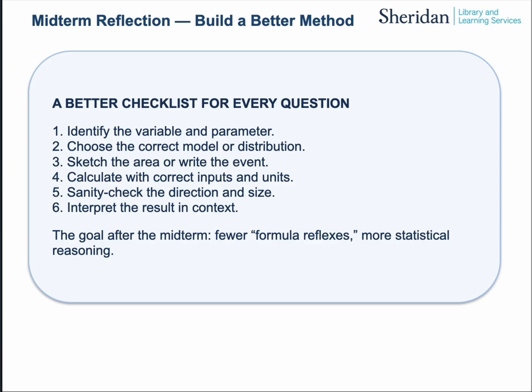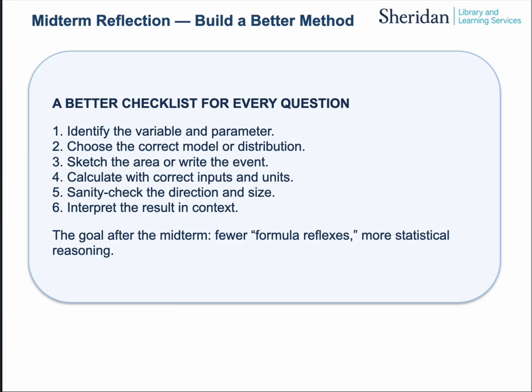So, step 1, identify the variable and parameter. Before touching your calculator or Excel, ask yourself, what exactly am I trying to find? Is this a probability, a mean, a confidence interval, or something else? Step 2, choose the correct model or distribution. Do I need a binomial distribution, a Poisson distribution, a normal distribution, or is this simply a descriptive statistic problem?